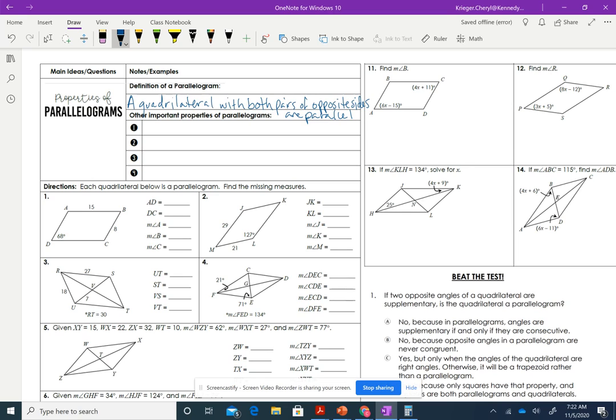Okay, so we have some properties of parallelograms that are going to make your life a lot easier. One of the hard parts about this unit is just trying to remember which properties go with which shape, but it's not necessarily that hard. So the first one that you need to know is that opposite sides are congruent. That's pretty self-explanatory. It even looks like it in the picture, right? If AB and DC are parallel, they're also congruent. Opposite sides are congruent.